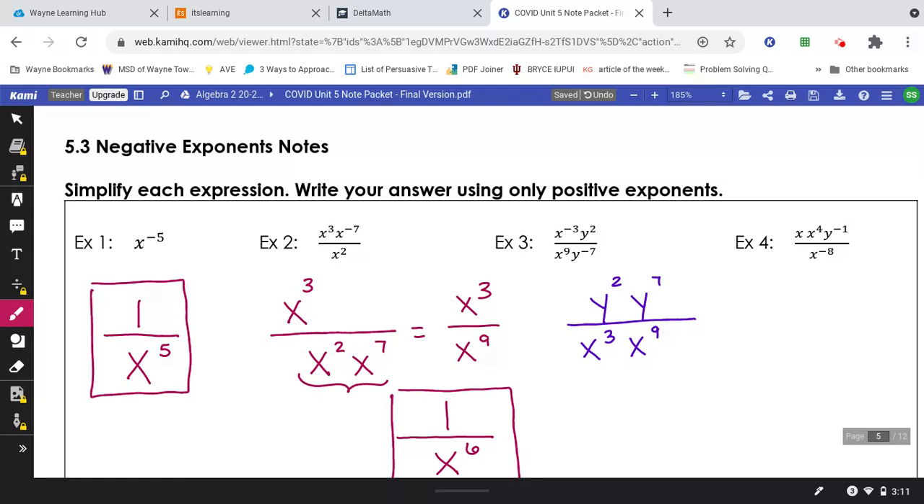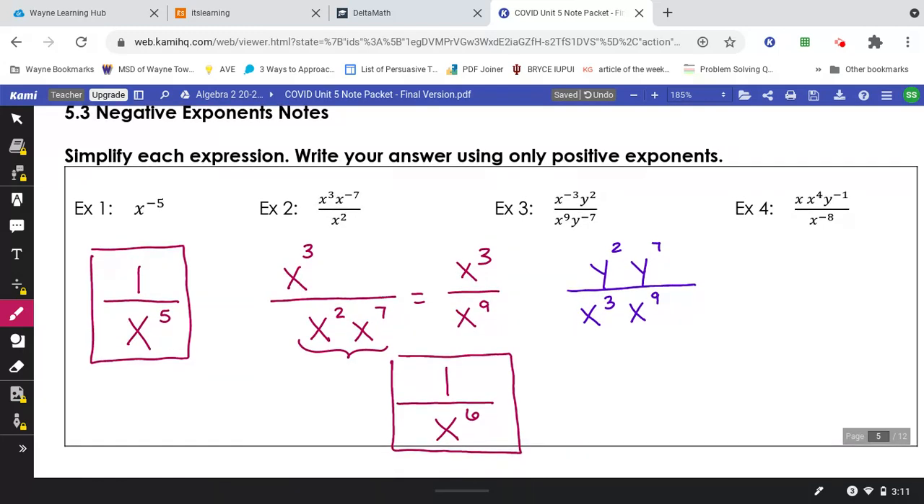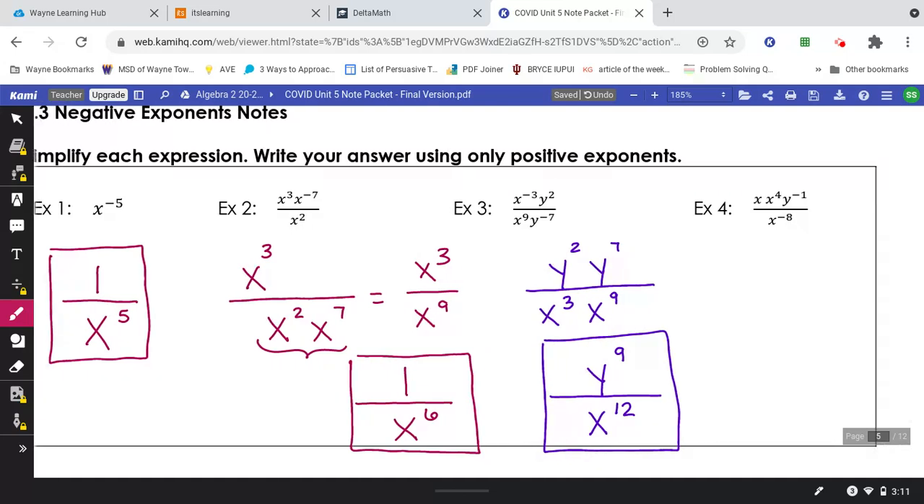And now we can just combine our like terms. It looks like all the y's are in the numerator and all the x's are in the denominator. That makes it pretty easy. I'm just going to add my exponents to get a final answer of y to the ninth over x to the 12th.